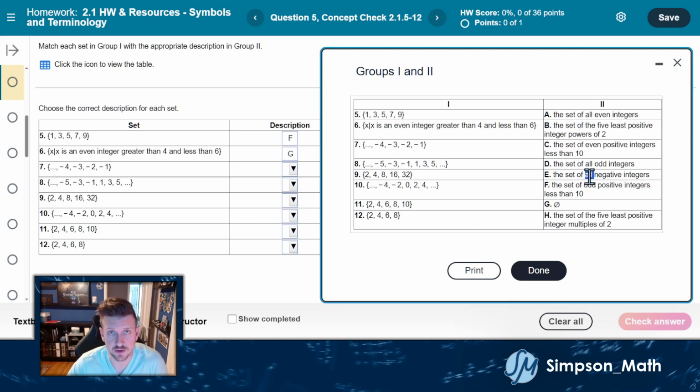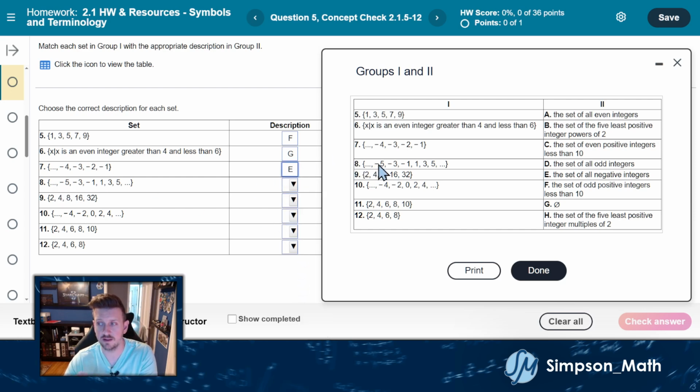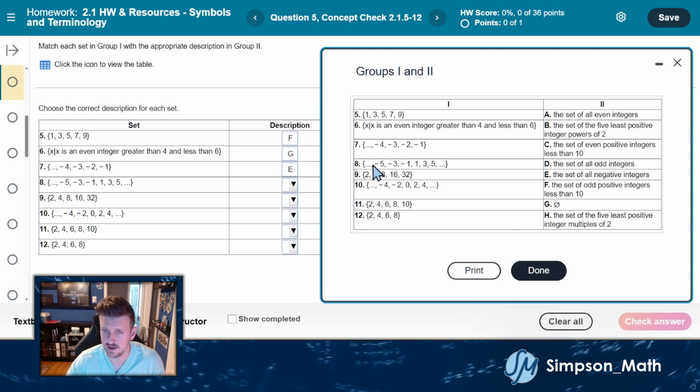So that looks like the set of all negative integers. We don't have a special vocabulary term for negative integers, like whole numbers or natural numbers are the positive integers. Whole numbers are the non-negative integers. Negative integers are just negative integers. They don't have a special name. So this would be E. All right, then this next one. So from -infinity, then we're going from -5, -3, -1, 1, 3, 5. Those are all odd numbers. And since I'm going to -infinity, and then going to positive infinity, that looks like all odd integers. So that's going to be D.